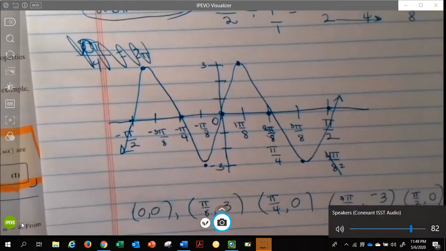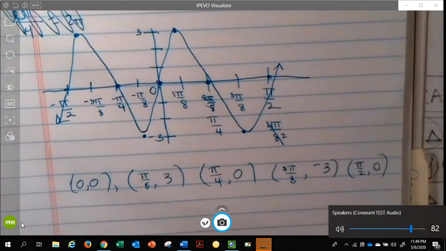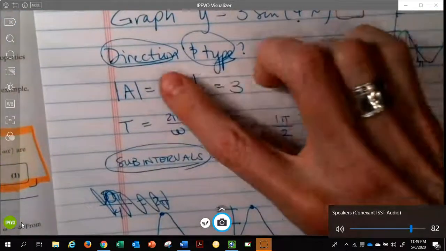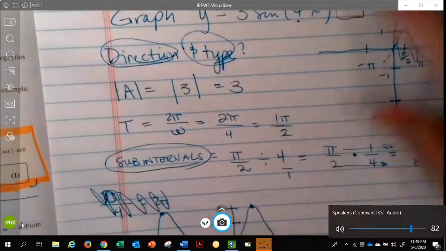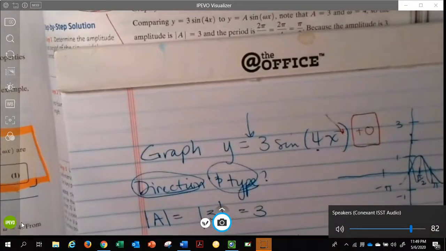I've now completed 2 cycles. I've identified 5 key points, and I don't care which ones you identify. They just need to be on that graph. And I've got my 5 key points. I've got my graph, and I am done. And earlier I would have asked, what's the amplitude, what's the period, and what's your subinterval? And we are done with example 5 on page 413.